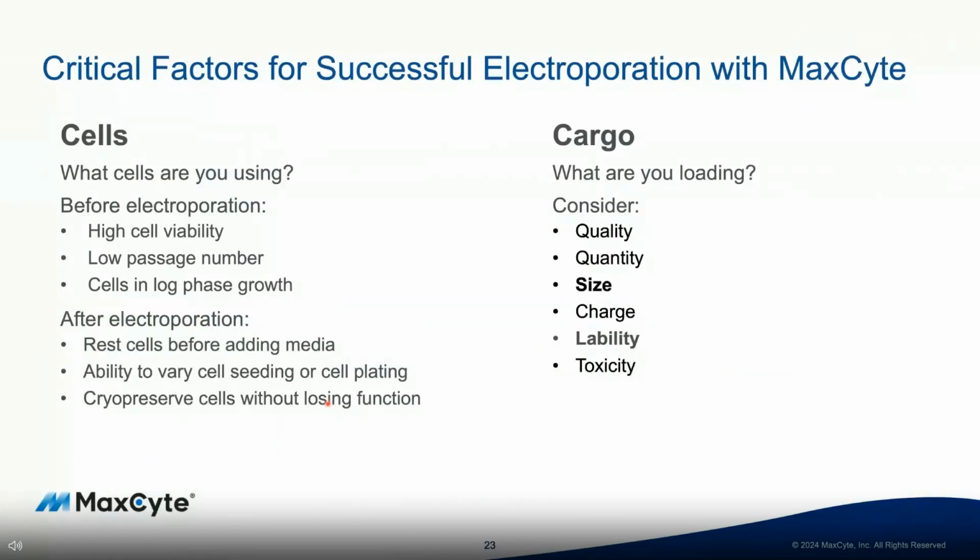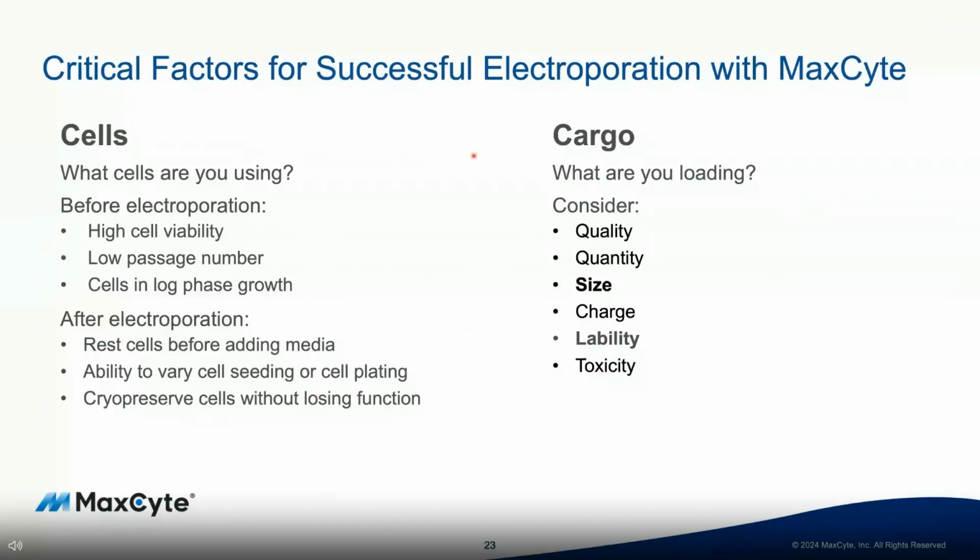So critical factors for successful electroporation with MaxCyte: you need to consider the type of cells you're using, the quality of those cells too. You need high cell viability, a low passage number with cell lines, and to ensure that the cells are in log growth phase before electroporation. After electroporation, you need to recover the cells, and you can vary the cell seeding density or plating density. If applicable, you can also cryopreserve the cells without losing function.